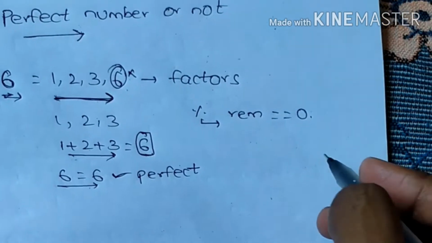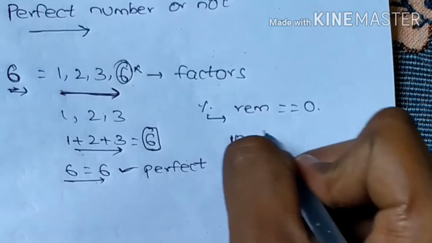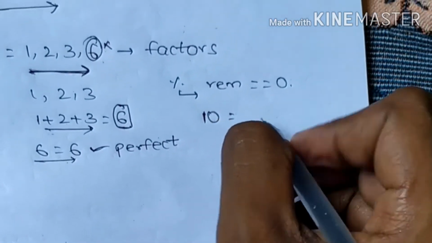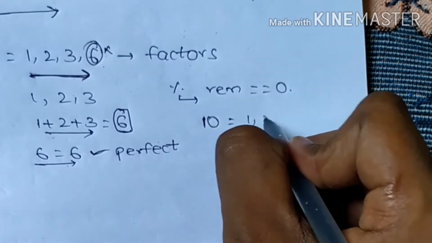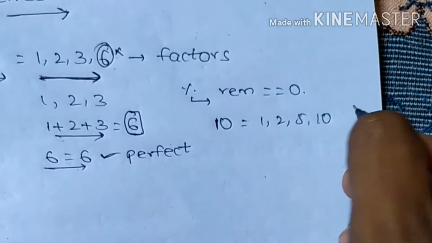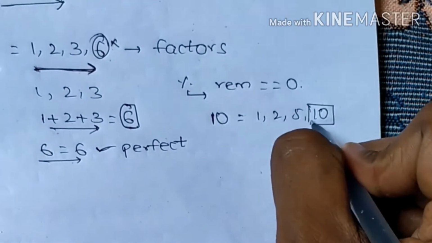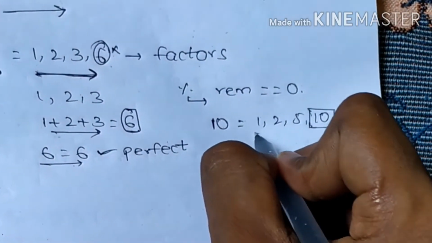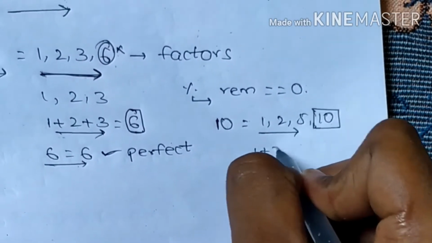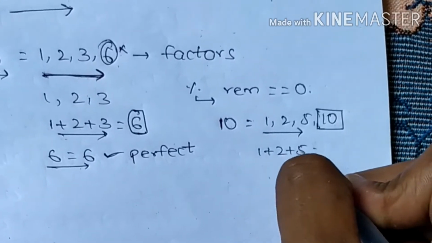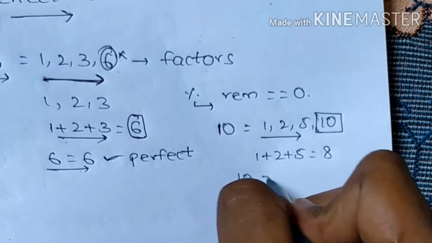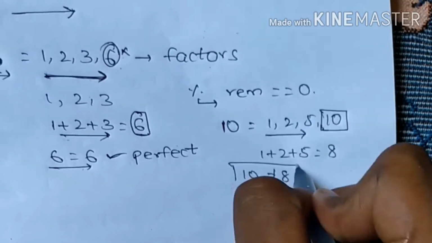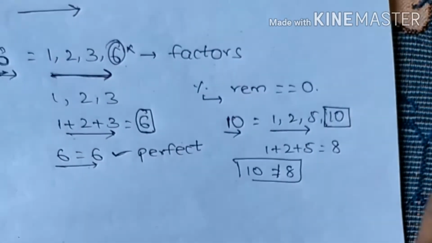If we see 10, the factors of 10 will be 1, 2, 5, 10. After excluding this number 10, the sum 1 plus 2 plus 5 is equal to 8, right? So 10 is not equal to 8. So 10 is not a perfect number.